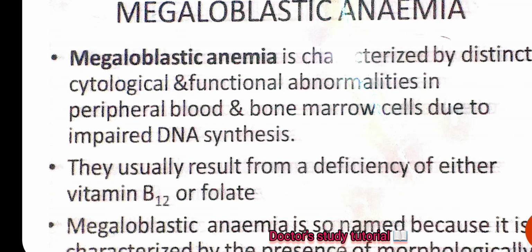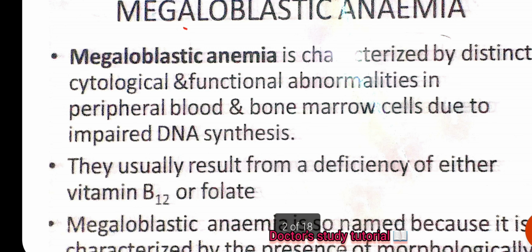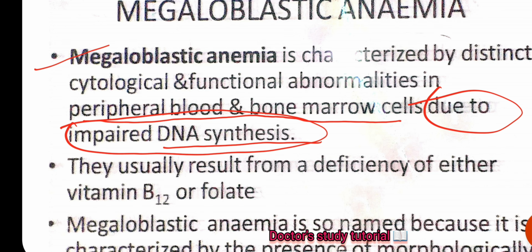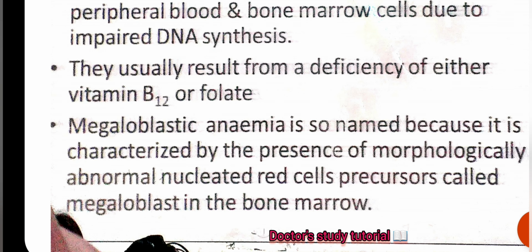Now we have to know the definition of megaloblastic anemia. The definition is: megaloblastic anemia is characterized by distinct cytologic and functional abnormalities in the peripheral blood and the bone marrow cells due to impaired DNA synthesis. If we are asked by the examiner why megaloblastic anemia occurs, we have to say that it is due to impaired DNA synthesis. It usually results from a deficiency of either vitamin B12 or folate.